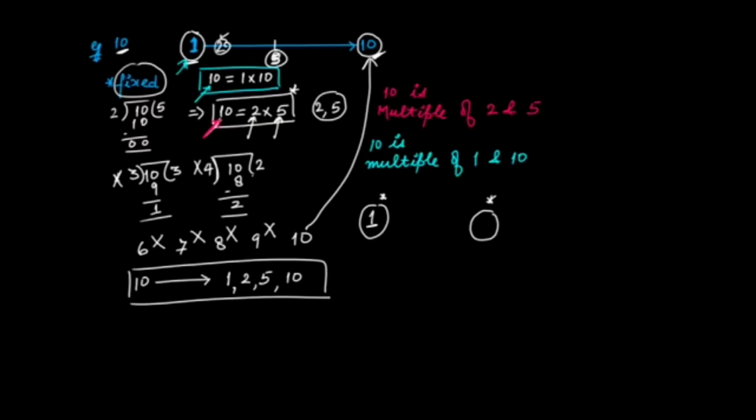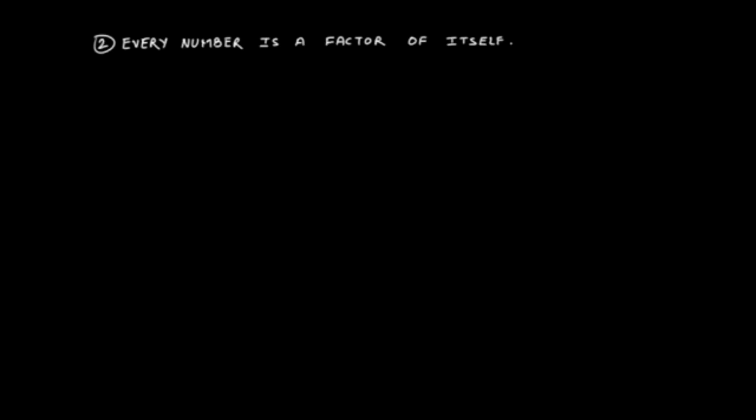The next point is that every number is a factor of itself. Same point repeated again. What we saw here is that 10 is a factor of itself, and therefore if you take any number, like 55 or 1000, it would be a factor of itself. If I take 10, the two fixed factors would be 1 and 10.